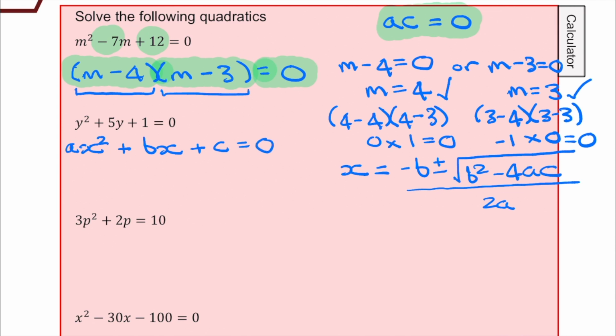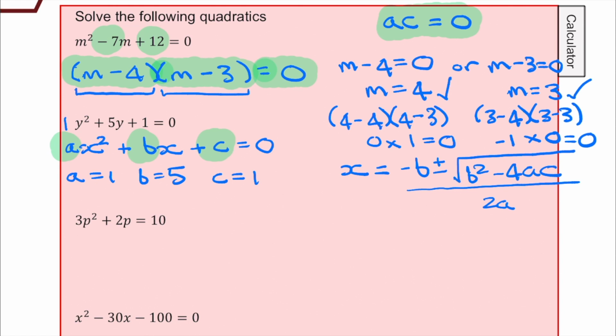So our a's, b's, and c's, we can quite clearly get now. So the a is the number in front of the squared term, the b is the number in front of the linear term, so the 5 in this case, and then the c is the constant on the end. So for this quadratic that we've got here, our a would be a 1, because it's really a 1y squared. Our b would be equal to 5, there's a 5 in front of the y, and our c would be the constant on the end, which is a positive 1.